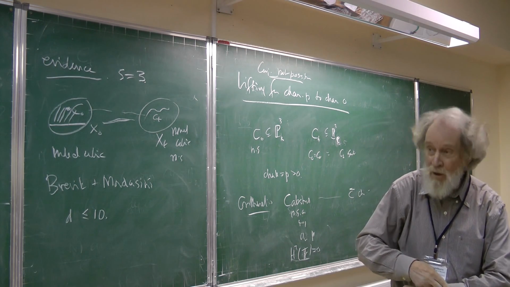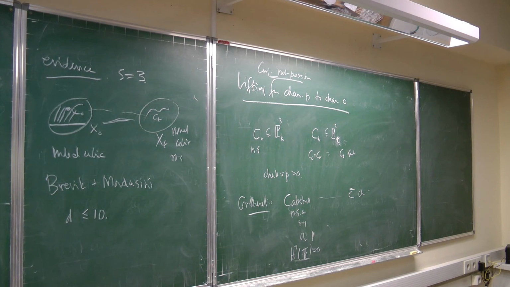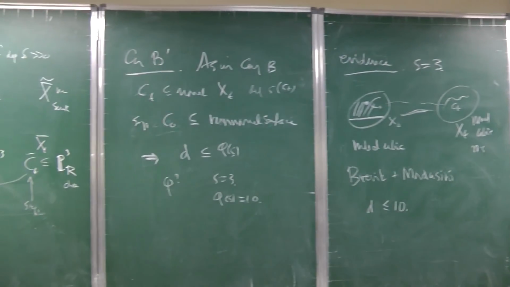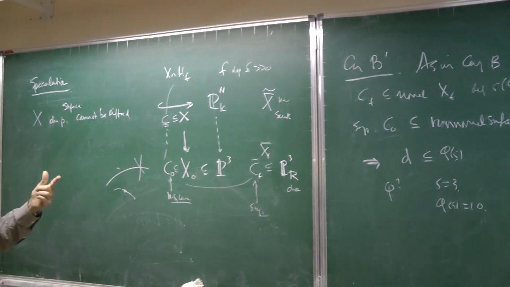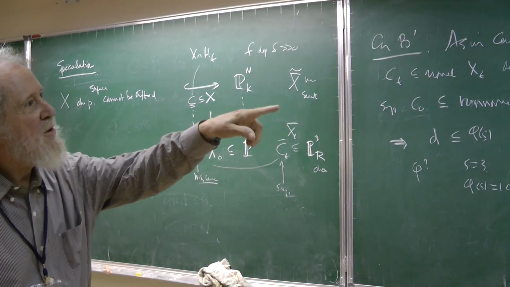Okay, let's see. All right, so that was section three. There were four conjectures. Conjecture A was the original conjecture about Cascade. Conjecture B was about the reducible surface, then B prime, and then C. This is conjecture C over here.